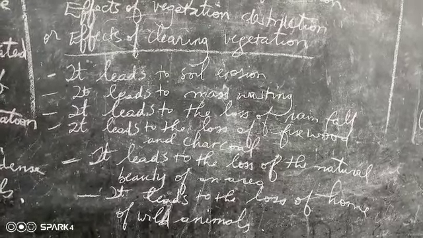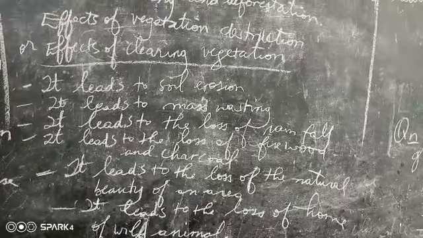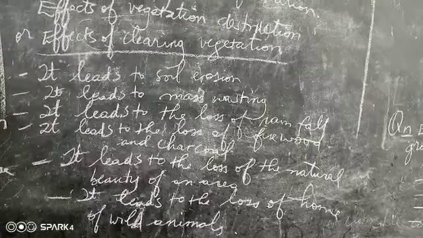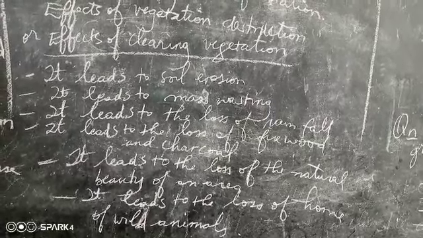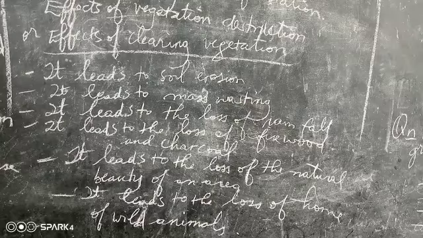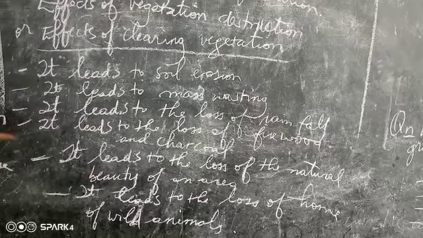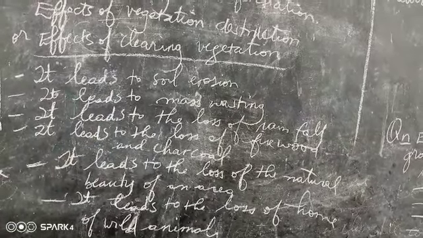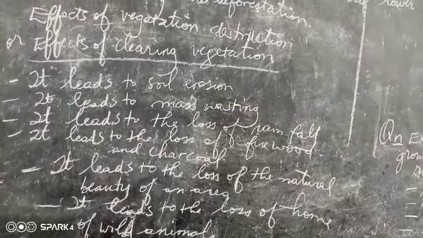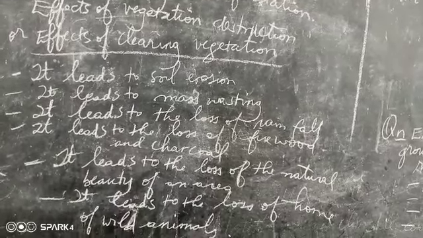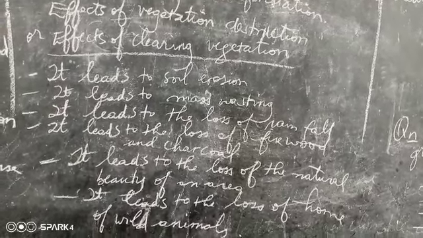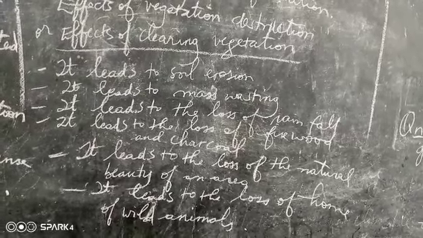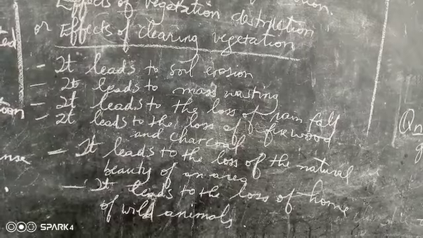So when you cut down trees, when we clear vegetation cover, we expose the earth surface to the agents of mass wasting, or to factors that can influence mass wasting, like heavy rainfall. It leads to the loss of rainfall. If we clear vegetation, if we destroy vegetation, if we cut down the trees, we shall cause loss of rainfall. This will cause climate change. We shall no longer have enough rainfall as we are experiencing today.